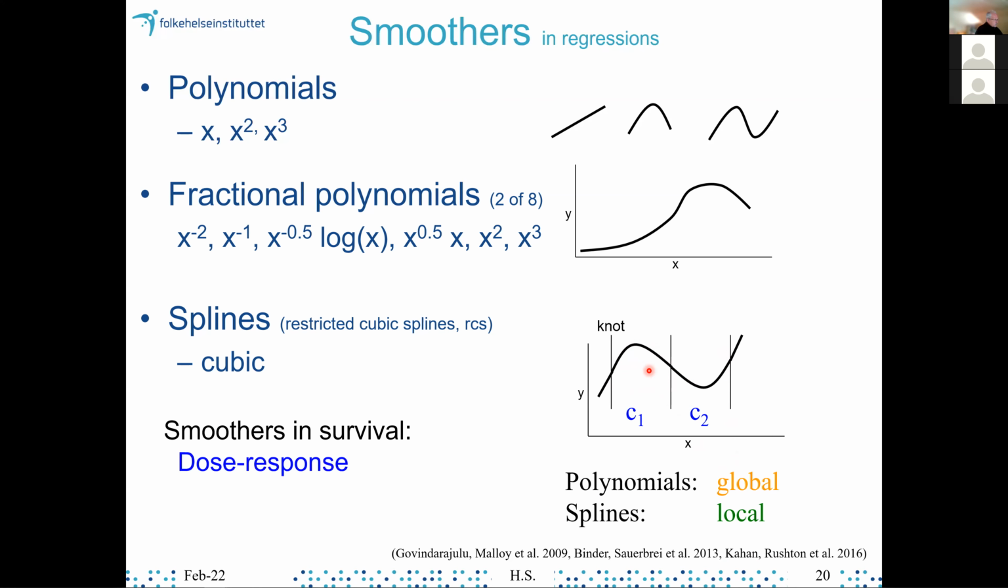As before, we have used smoothers to look at the dose response. That is to look at a nonlinear effect of a continuous exposure. But now we will use them also to model the baseline hazard. So we can have a hazard function that's sufficiently smooth. And we will use them to model time-dependent effects, again, in a smooth fashion.